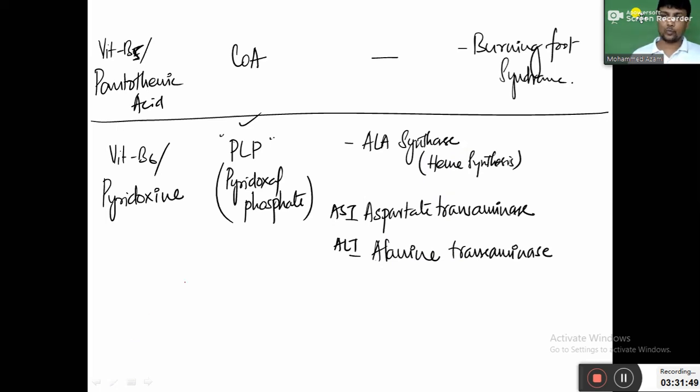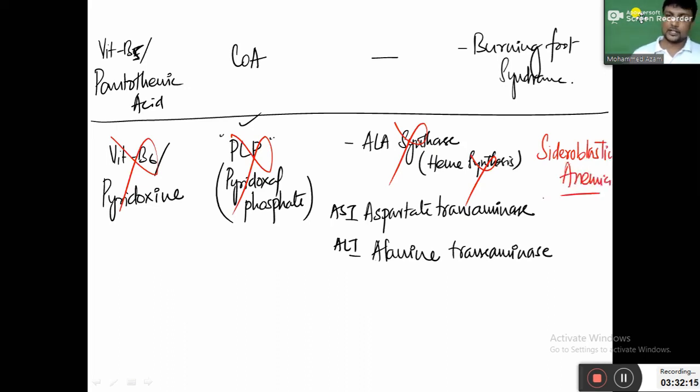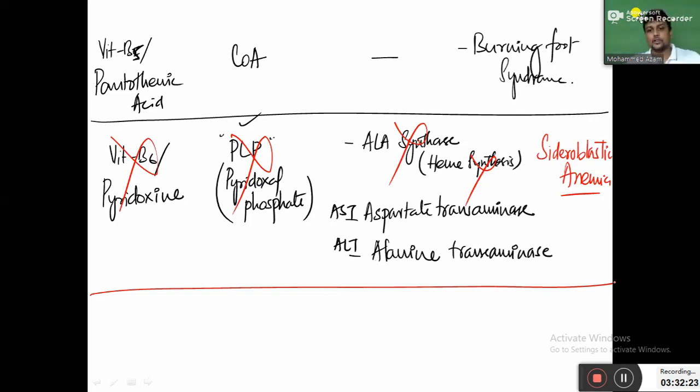Come on, use your mind. Vitamin B6 deficiency, no PLP. No PLP, this enzyme is not working. If this enzyme is not working, no heme. No heme, no hemoglobin. No hemoglobin, no RBC. A decrease in RBC is known as anemia. And which anemia? Sideroblastic anemia. Deficiency of vitamin B6 will lead to sideroblastic anemia, and that completes your vitamin B6.